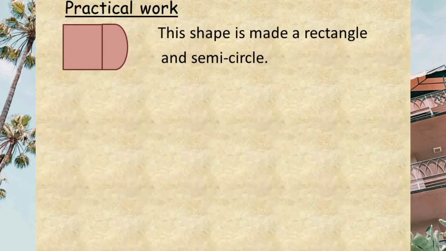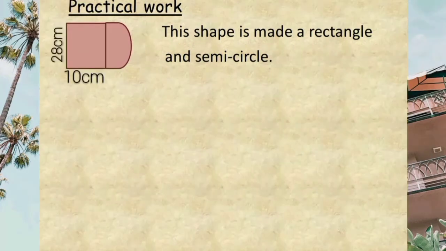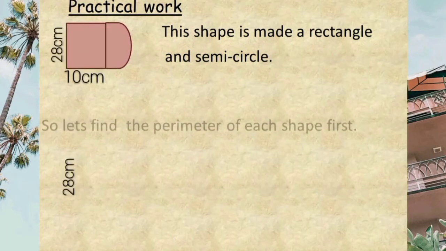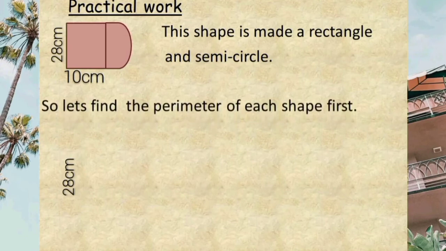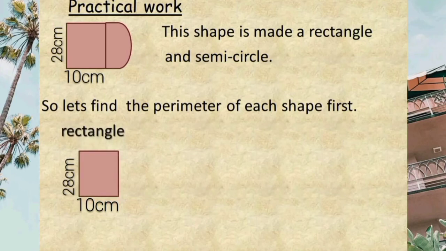Now let's move on to find the perimeter of another composite shape. As you can see, guys, this shape is made from a rectangle and a semicircle. Because this composite shape is made of 2 totally different shapes, we'll have to find the perimeter of each shape first. Let's start by finding the perimeter of the rectangle.